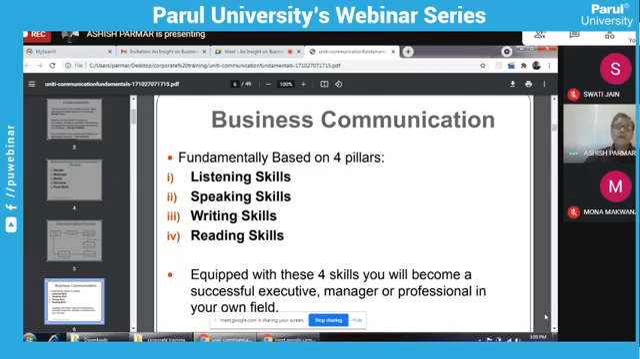So in business communication, these are the fundamental 4 pillars which business communication is based on: listening skills, speaking skills, writing skills, and reading skills. So basically communication is comprised of these 4 pillars which are important. Each one of them is important.